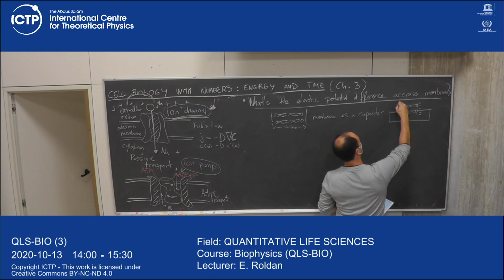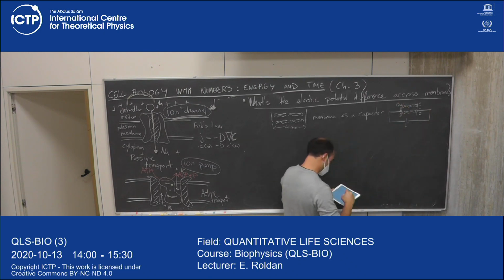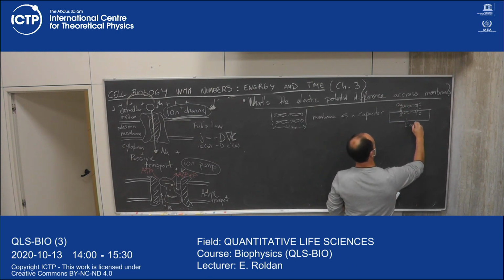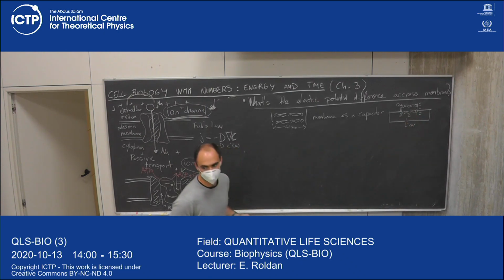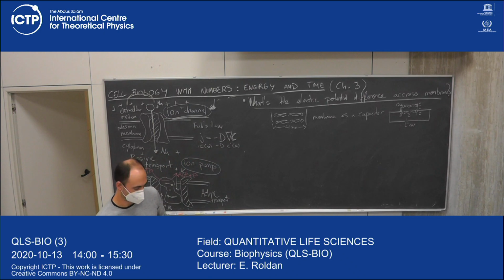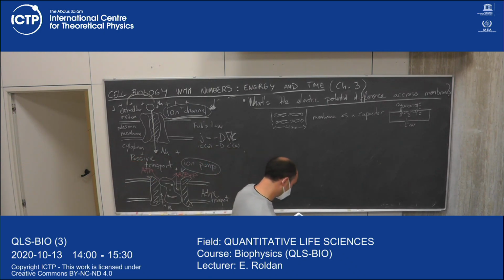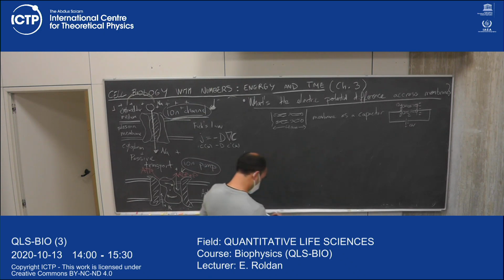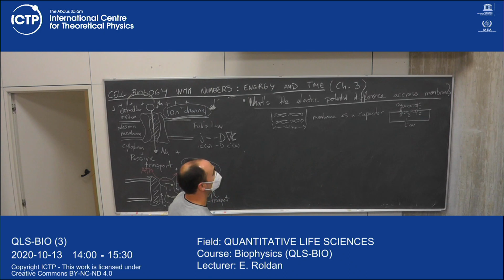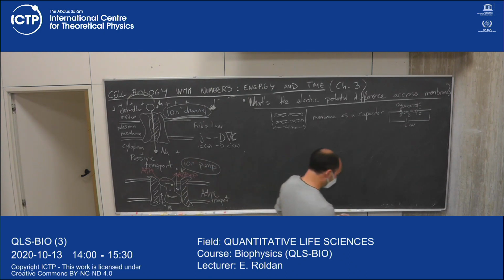So here there is a charge, here there is a voltage, which you can call in many ways. You can call it delta V, and this has a capacity, C. Okay? You remember this from your physics courses. Alright, so having said this, what is important is to know the membrane potential, the so-called membrane potential.